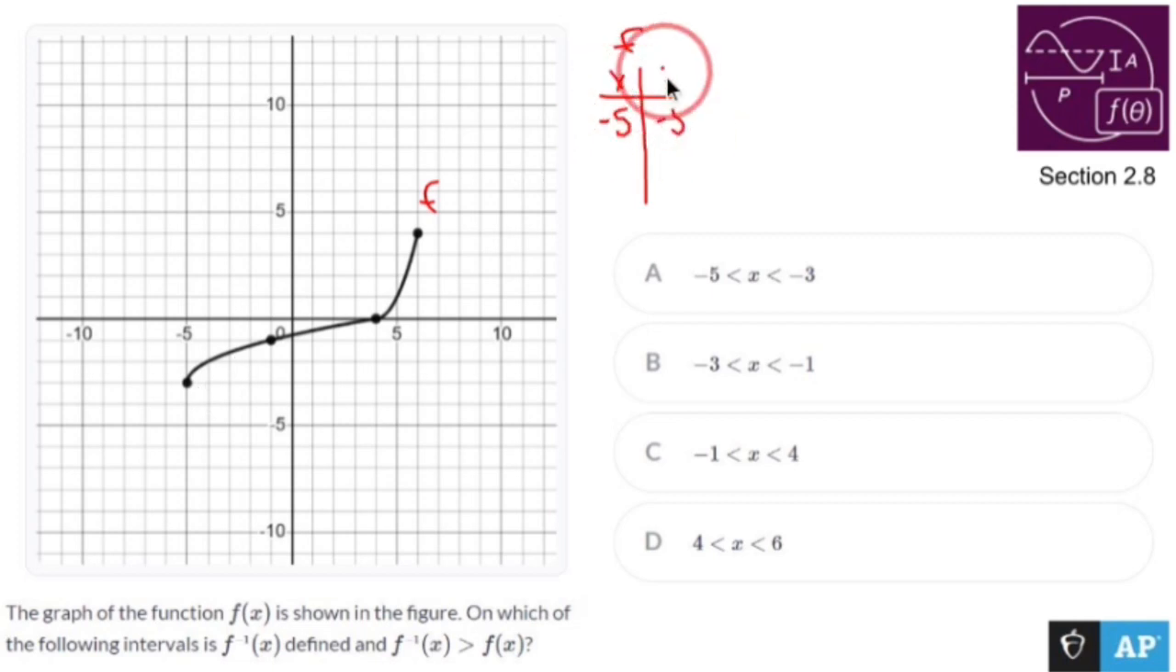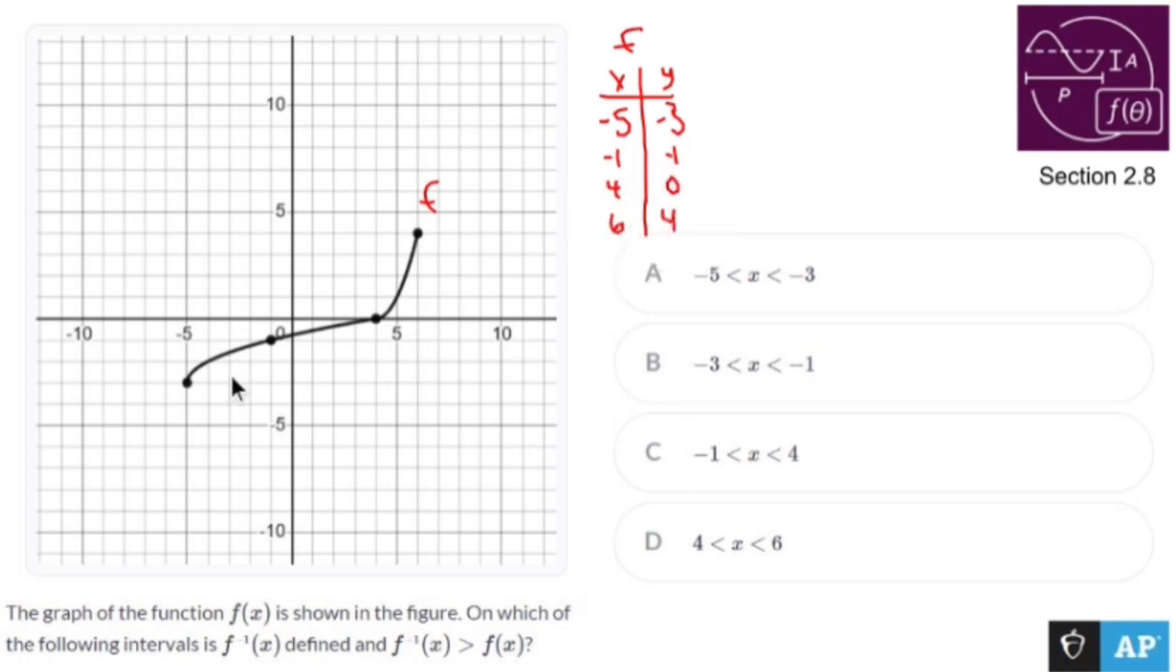These are xy values. -5, -3, that gross-looking 3, -3, -1, -1, that's nice. I have 4, 0, that's nice. And then I have, that looks like 6, 4.